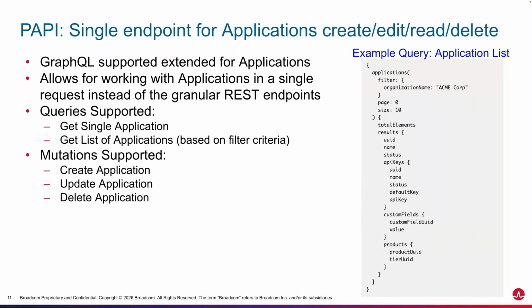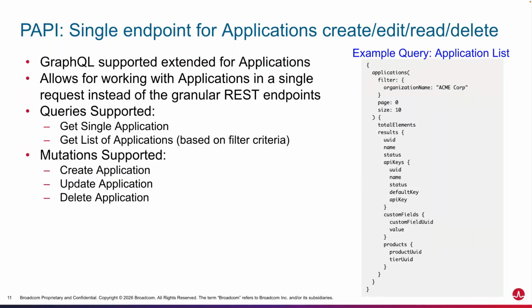Now you can do all that in one call. There are queries that are supported. You can either get a single application based on some criteria, or you can get a list of applications that are also based on a filter criteria. And then mutations that are supported: create, update, and delete. So you can basically create a brand new application with one single GraphQL request now.